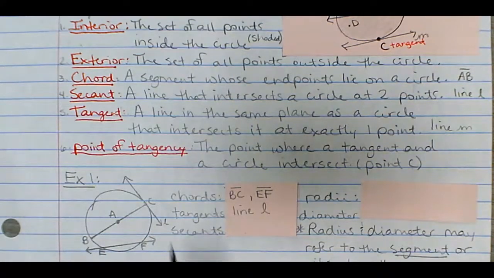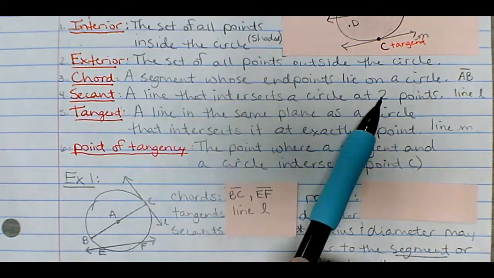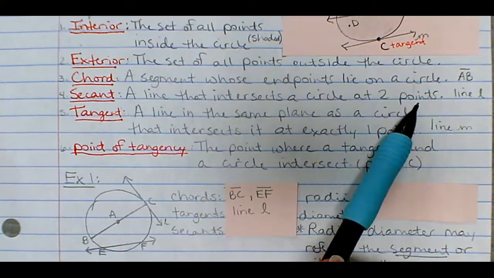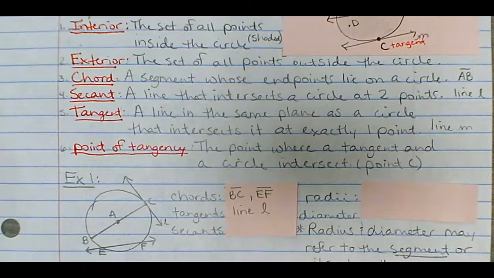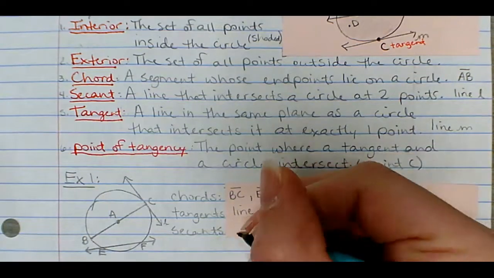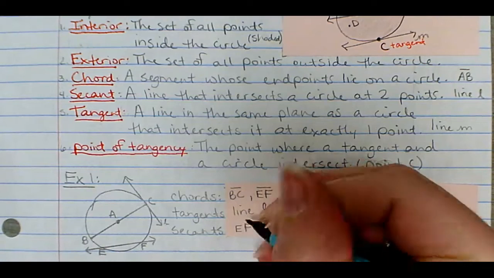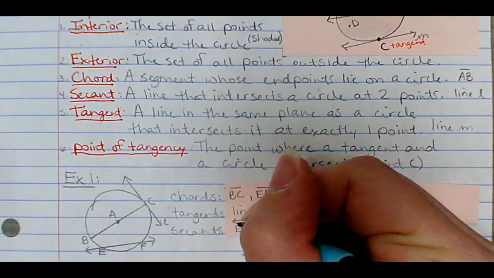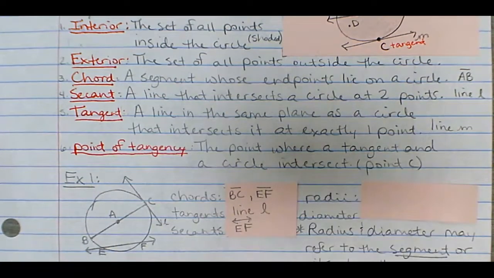Next up is a secant. It's a line that intersects a circle at 2 points. So a line that's going through the circle at 2 points. The only line that does that is line EF. It's a line, because it's got arrows, going through the circle at 2 points. So line EF. Remember when we write lines and we name them, we write the 2 endpoints and we put the arrows at the end.